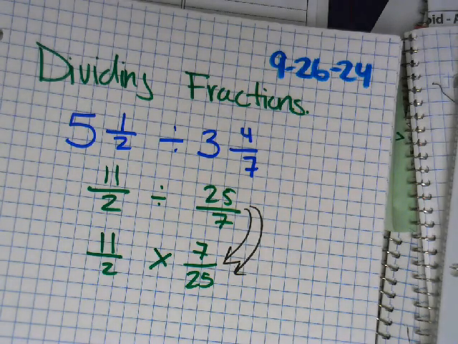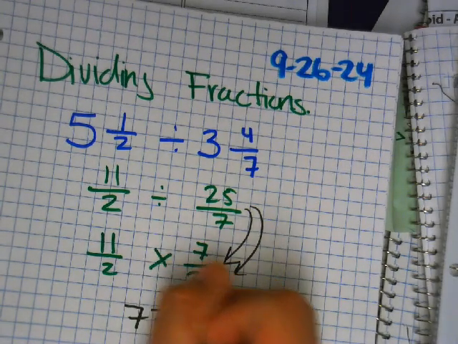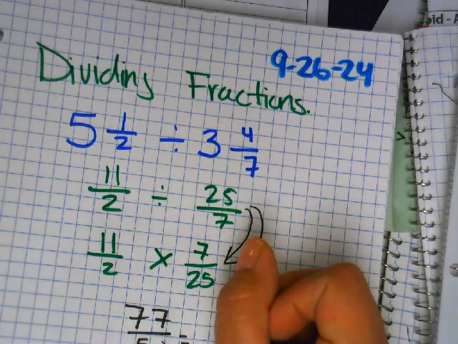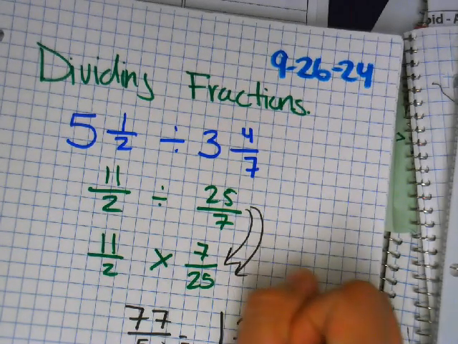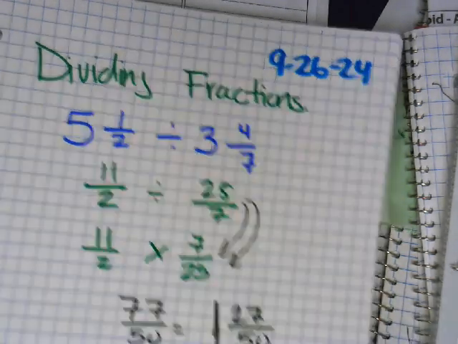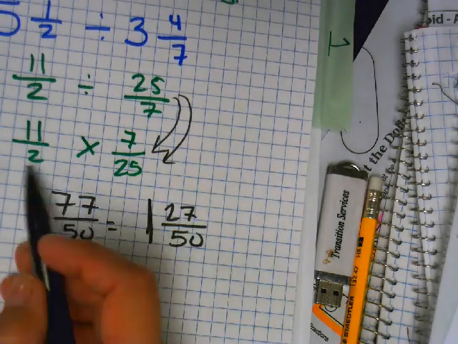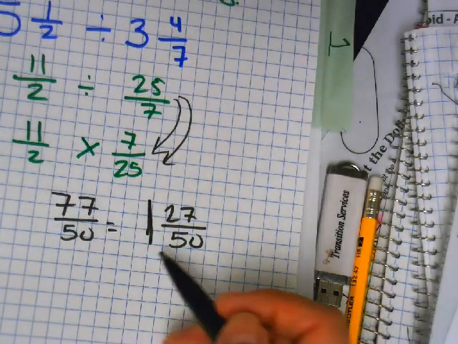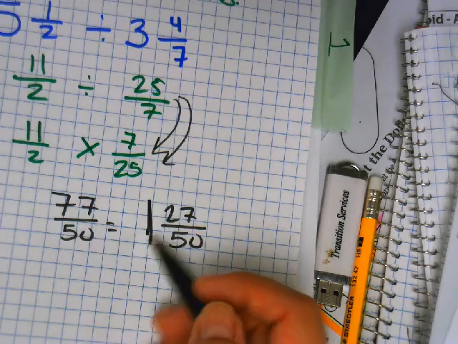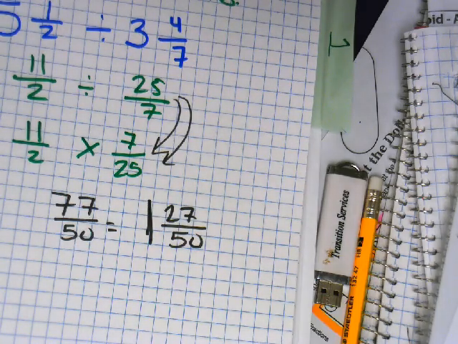All right, so what's our answer? 1 and 27 over 50. Yep. It's 77. 11 times 7. 2 times 25 is 50. So we have 1 whole, 27 over 50.